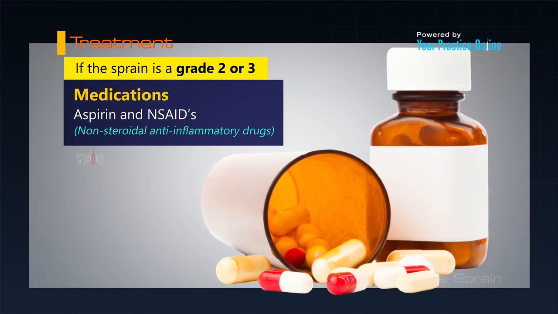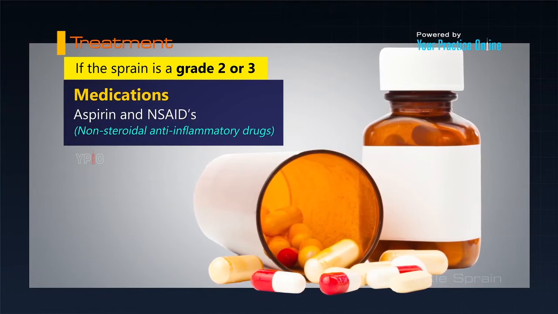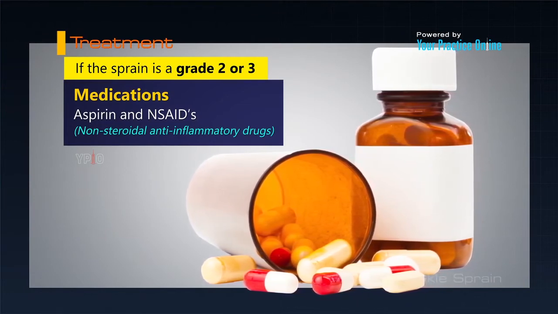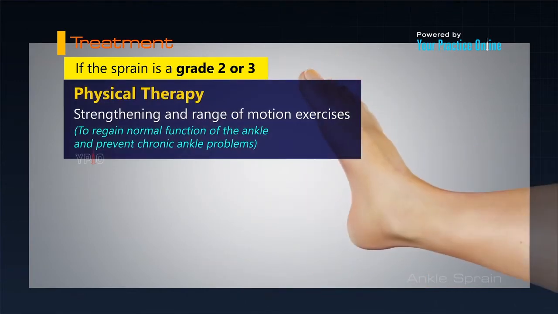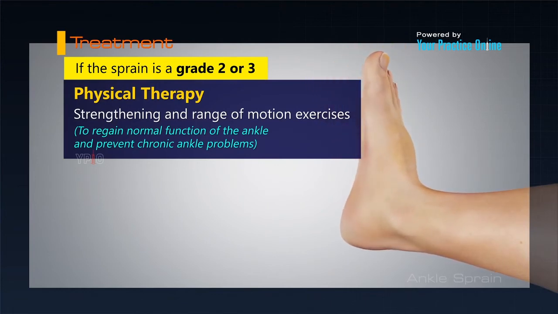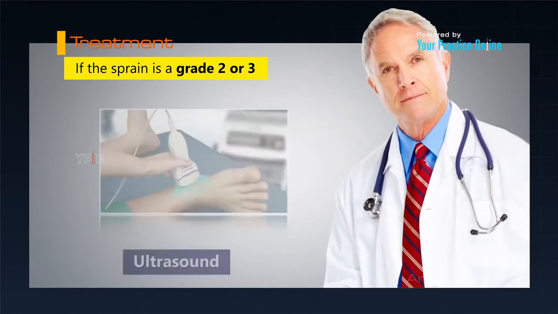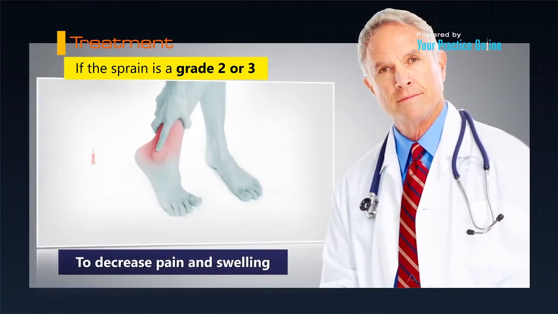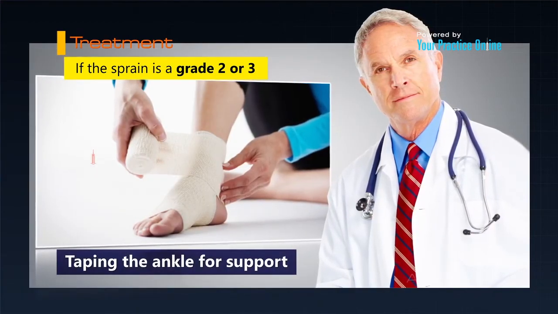Medications. Medications such as aspirin and NSAIDs, non-steroidal anti-inflammatory drugs, can be prescribed for your comfort and to minimize swelling. Physical therapy. Strengthening and range of motion exercises may be prescribed by a therapist to regain normal function of the ankle and prevent chronic ankle problems. Your therapist may utilize ultrasound and electrical stimulation to decrease pain and swelling and instruct you on taping the ankle for support while it heals.